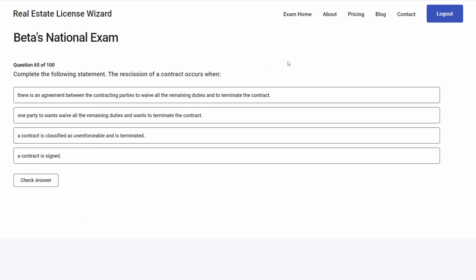65. Complete the following statement. The rescission of a contract occurs when, and it gives 4 options. There is an agreement between the contracting parties to waive all the remaining duties, terminate the contract. Is it one party wants to waive all? I think there's a misprint there. One party wants to waive all the remaining duties and wants to terminate the contract, or a contract is classified as unenforceable and terminated, and a contract is signed. All right, so I can give you guys an opportunity to come up with the answer.